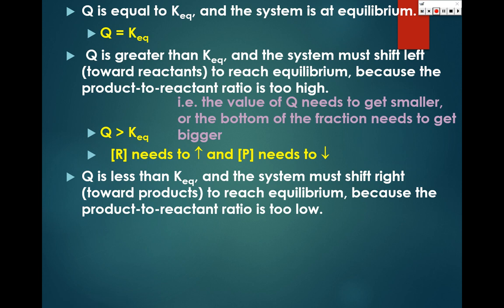I know it's not a huge spot, but try to fit this in. If you don't like alligator signs, then you can just say Q is greater than KEQ, that's fine. The value of Q needs to get smaller, or the bottom of the fraction needs to get bigger. What's at the bottom? Reactants. What's not at the bottom? Products, so they are decreasing.